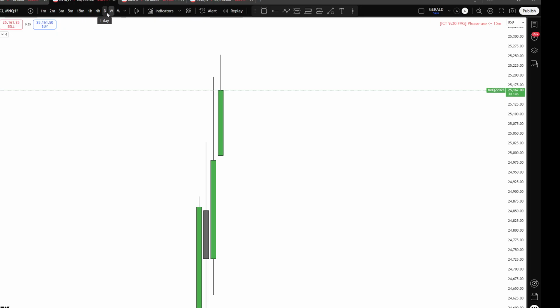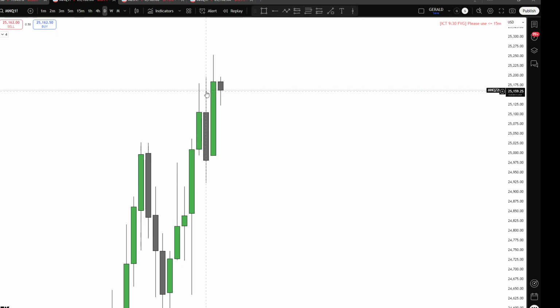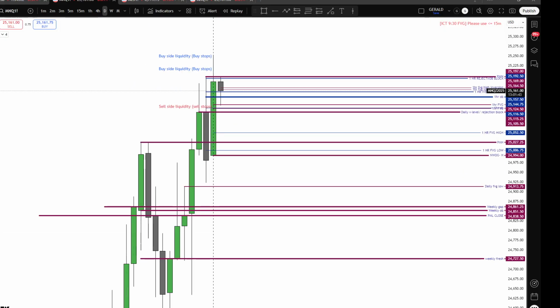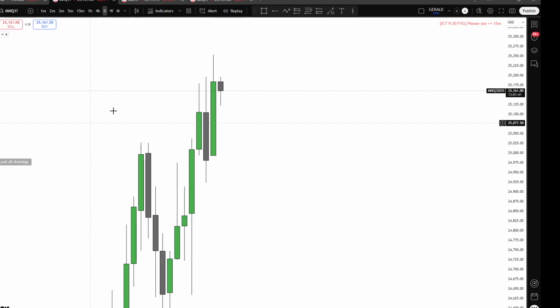And then coming on to the daily, today I have this previous day's high, previous day's low. I have this daily order block right here. I have my levels already marked out on my charts like you see. I have the consequent encroachment of this week, the midpoint.